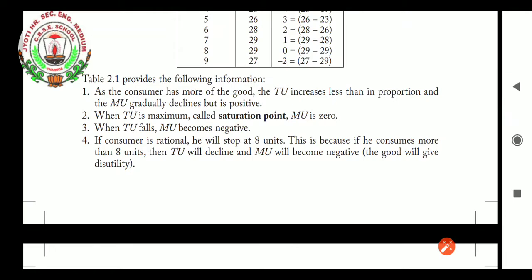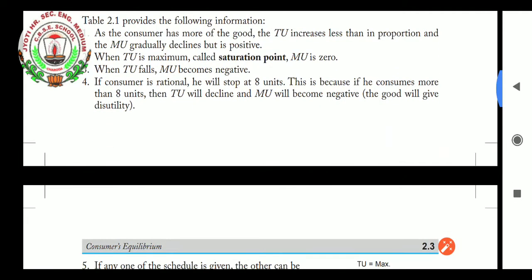If the consumer is rational, he will stop at 8 units definitely, because if he consumes more units, his marginal utility, meaning his satisfaction level, will come down.